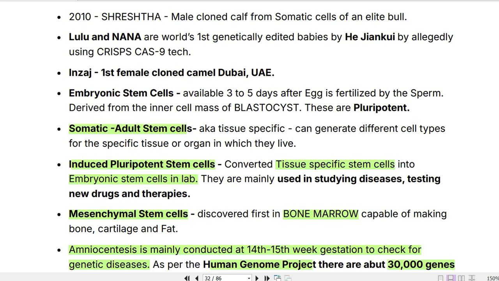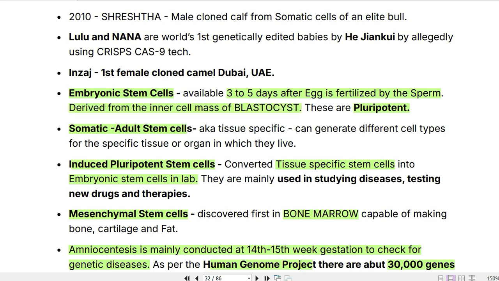Okay, then we have embryonic stem cells. These are available 3 to 5 days after the egg is fertilized by the sperm, and these are derived from the inner cell mass of the blastocyst, and these are pluripotent. They can be differentiated into almost anything. But the only drawback is that the blastocyst then gets destroyed, since they are derived from the inner cell mass of the blastocyst.